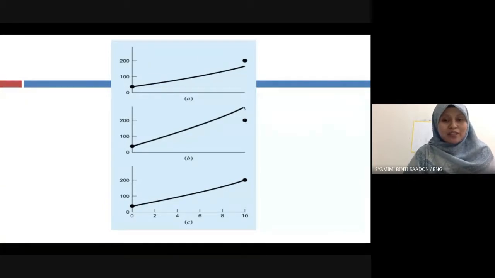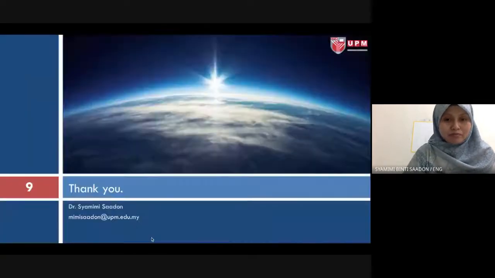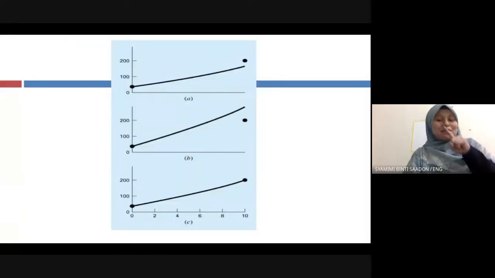So we did the interpolation and found the Z0 in between. We assume that we can approach the exact solution to 100. So the Z0 is 12.69. So that's it. Okay, that is the shooting method.